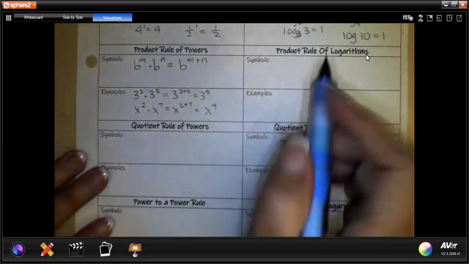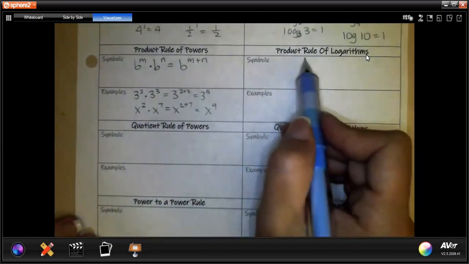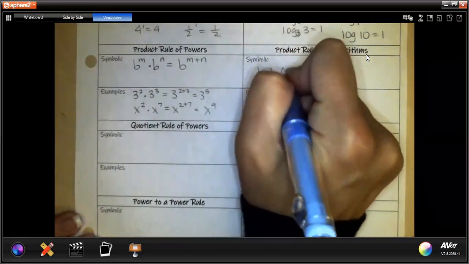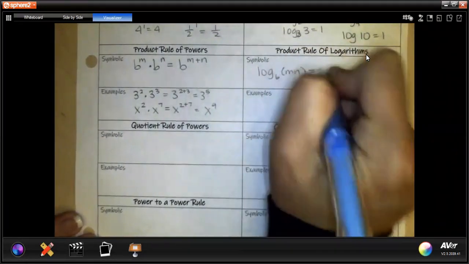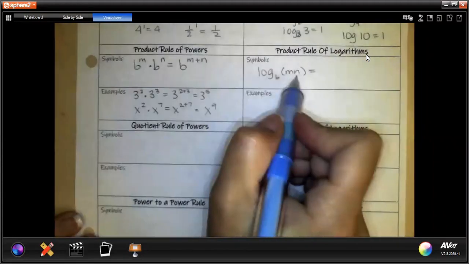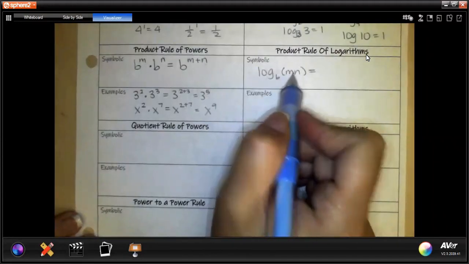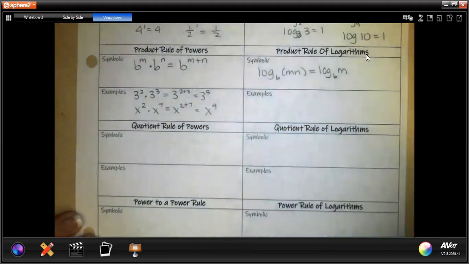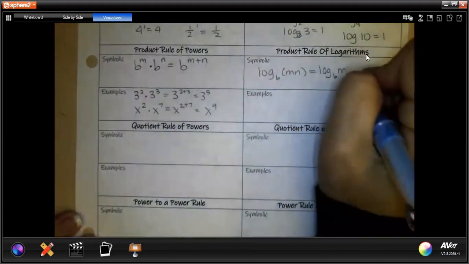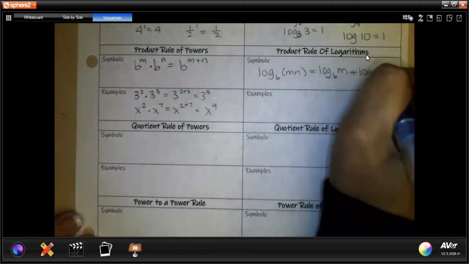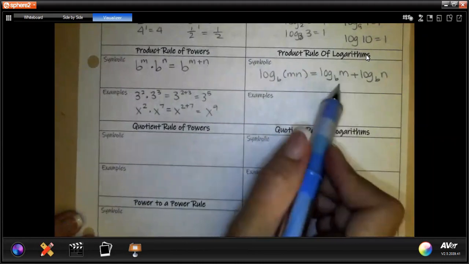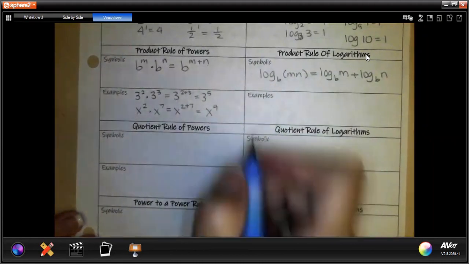That property that follows through as a logarithm is the product rule of logs. And so it tells us if we have a log where we are multiplying the arguments, we can change that to a log base b of m plus the log base b of n. So same thing, it's adding, but it's adding the two logs together.